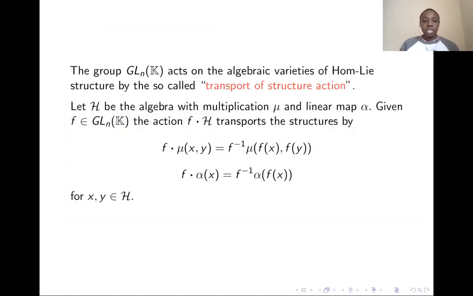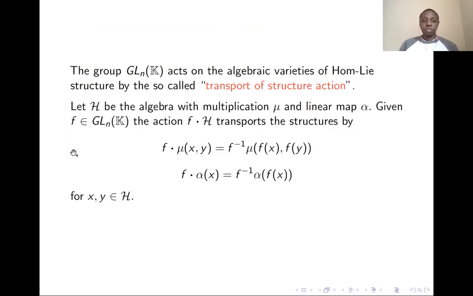So in the variety, we can define some group actions, and this G acts for G sitting in GL_n(K). So this is a linear group, the group of such invertible matrices. So this group acts on the algebraic varieties, affine varieties of Hom-Lie structures, by the so-called transport of structure action.